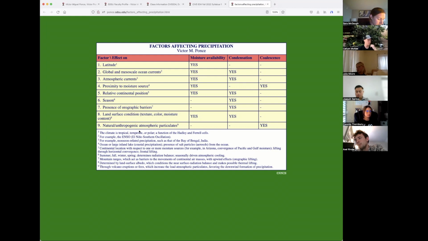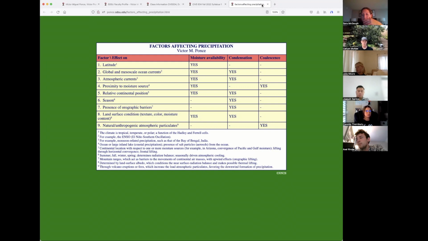Natural and anthropogenic atmospheric particulates, that has to do with volcano eruptions or fires. The fires could be either natural, as we have had in California the last few years, extensive fires, or they could also be human-induced. Okay, increase the load of atmospheric particulates, favoring the downwind formation of precipitation.